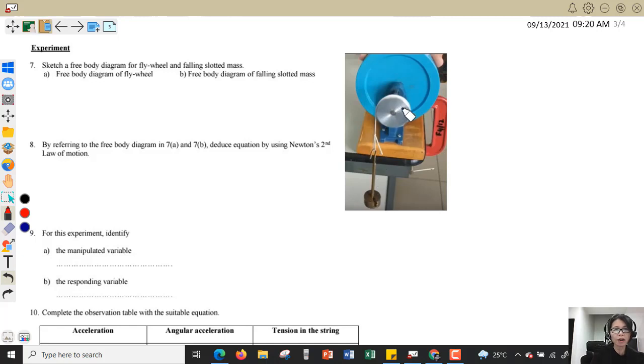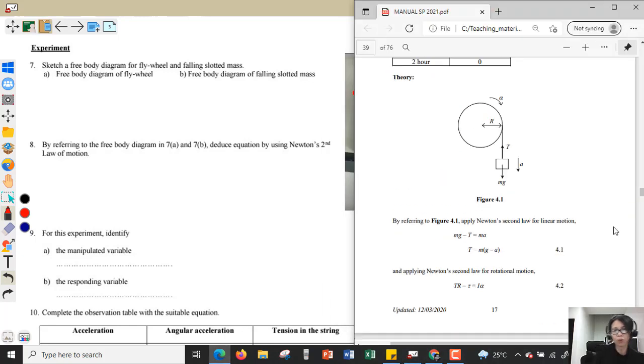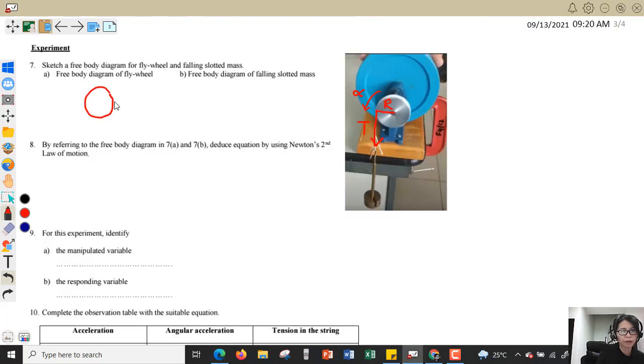So, for the axle of the flywheel, there is a tension at the edge of the axle, at a distance r from the center of rotation. This tension will produce torque that rotates the flywheel. If you refer to your lab manual, this will be the free body diagram for the flywheel. At the edge of the axle, at a distance r from the center of rotation, we have tension T. Then it will create an angular acceleration for the flywheel.